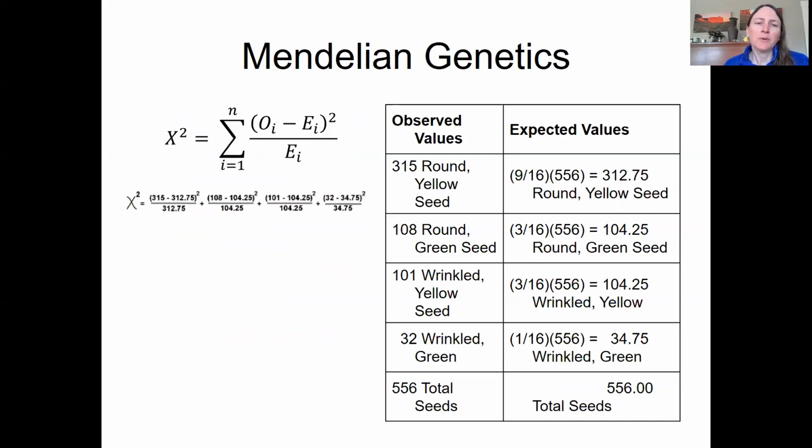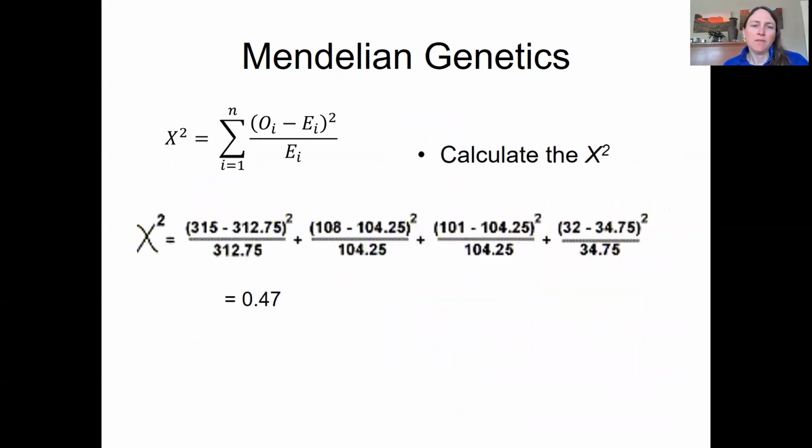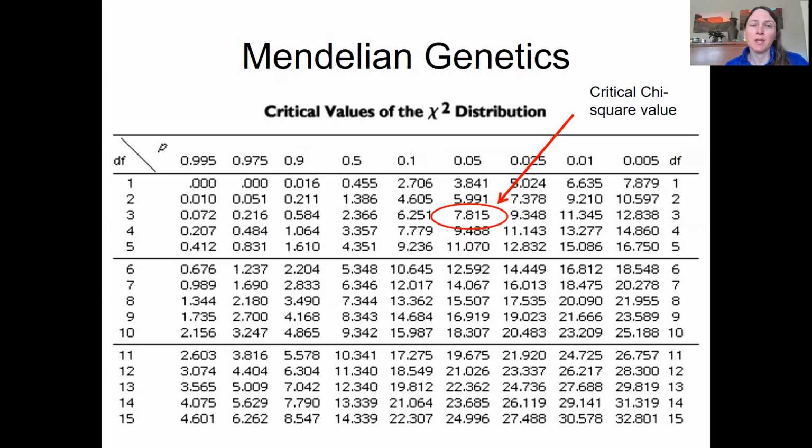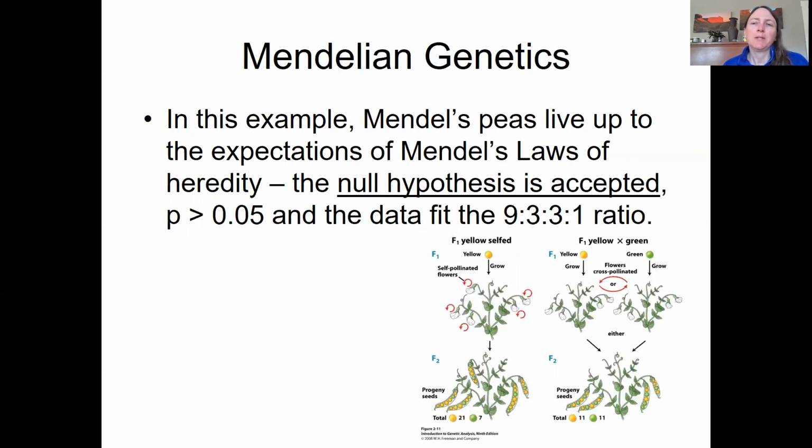And so if you put all of these numbers into a chi-square equation, you would end up with a chi-square value of 0.47. Okay, so that's your calculated chi-square value. And then you would go to your table and determine your critical value of chi-square. Again, this time with degrees of freedom equals 3. And so if we go here, we see degrees of freedom equal 3. We follow it along. We would have needed a chi-square value of greater than 7.815 to reject the null hypothesis. And so in this case, Mendel's peas actually, we can't reject the null hypothesis.